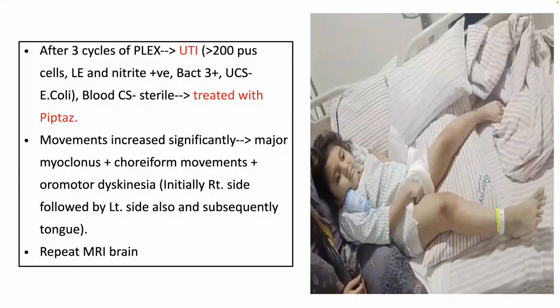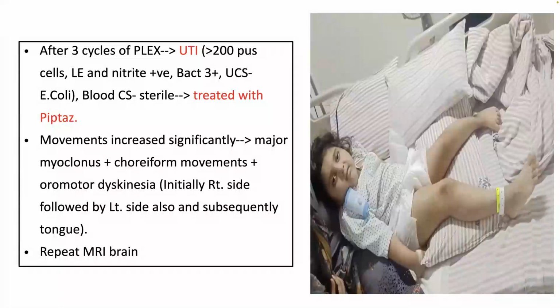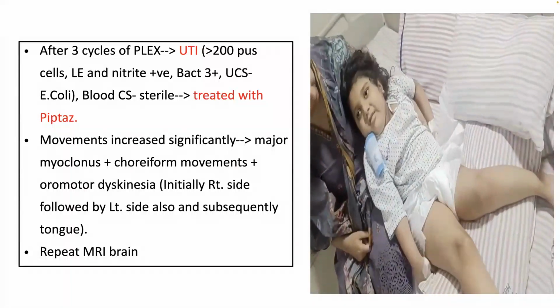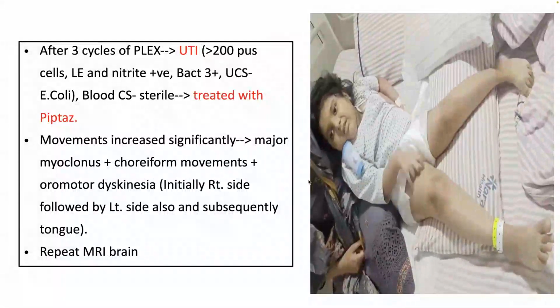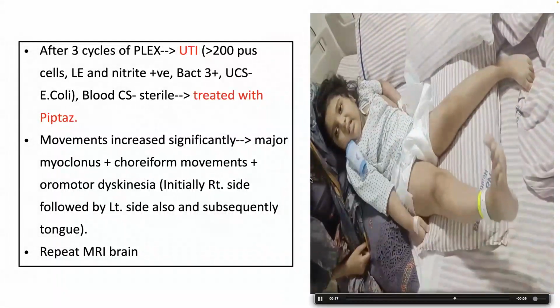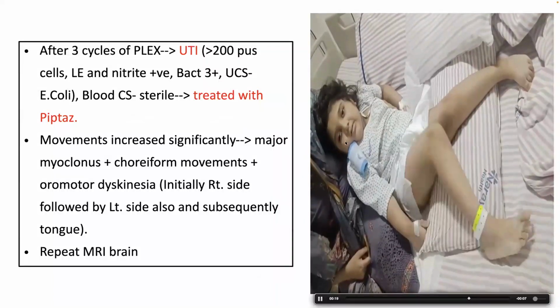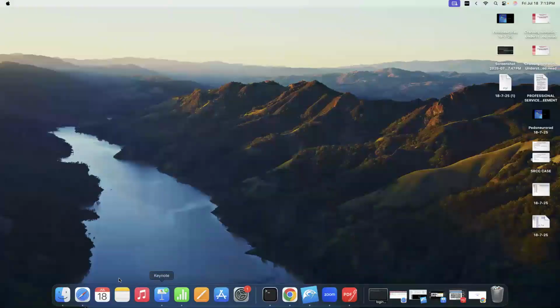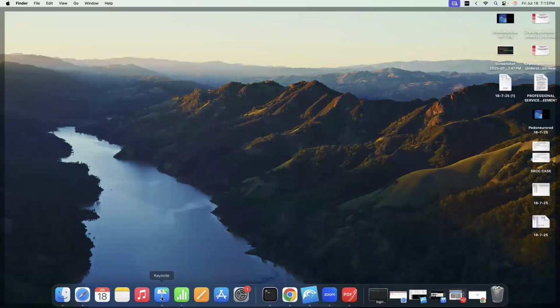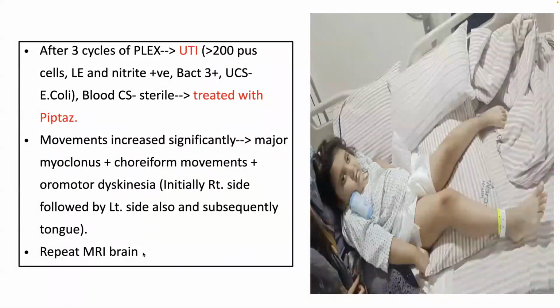So after 3 cycles of PLEX, she developed a urinary tract infection. It was treated with antibiotics, but the involuntary movements increased significantly from major myoclonus to choreiform movement, hemiballismic movement. Movement initially only started on the right side. So in the video, you can see the movements are more on the right side of the body, right upper limb and lower limb. So because of the increased movements, we repeated her MRI after almost 3 cycles of PLEX.